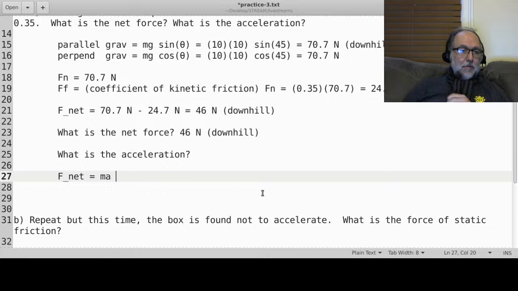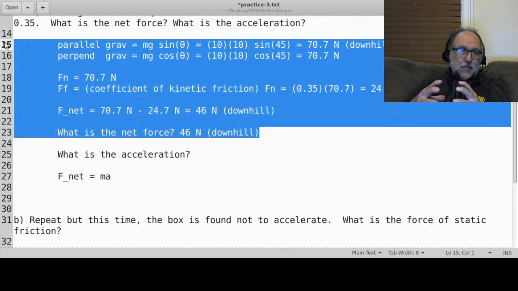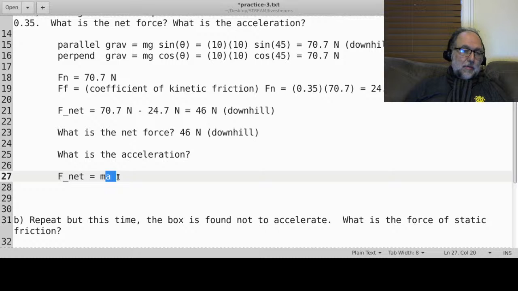A lot of textbooks or whatever will just say F is equal to ma. I don't like saying that. I don't like saying F is equal to ma because there could be lots of forces, and to say F net is equal to ma reminds you that it's the net force. You have to do all the adding up of the forces to get the net force, because it's the net force that gives rise to an acceleration.